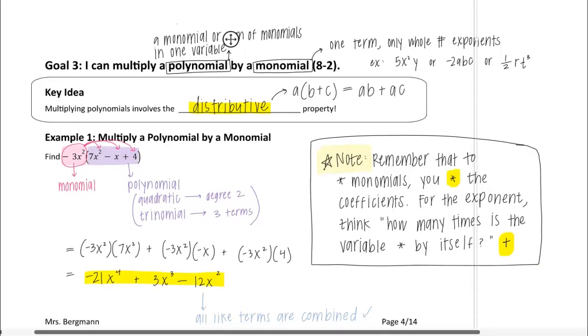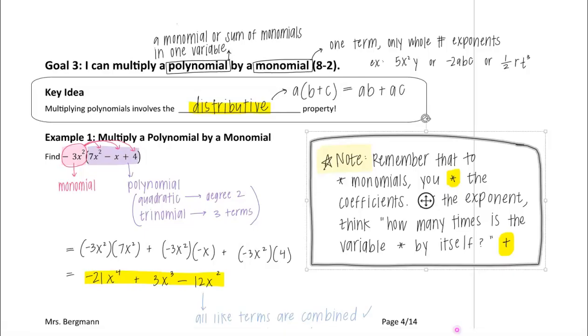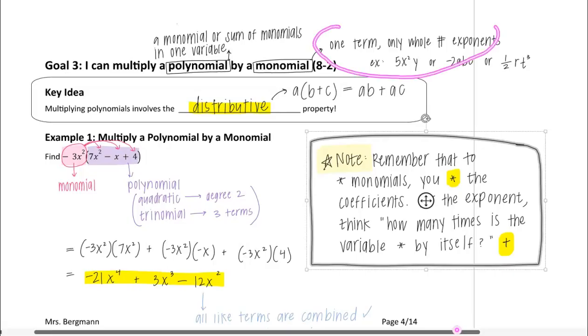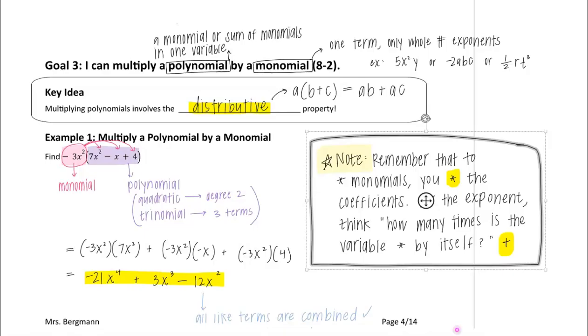Just to review, a polynomial is a monomial or a sum of monomials, and it's only going to be one variable. And a monomial means one term. They can only have whole number exponents. We talked about this in chapter 7. Some examples are 5x squared y, or negative 2abc, or 1/2 rt cubed. These all have whole number exponents. Even if there's not an exponent written, like on this y, we know that means an exponent of 1. And there's nothing added or subtracted on any of these.